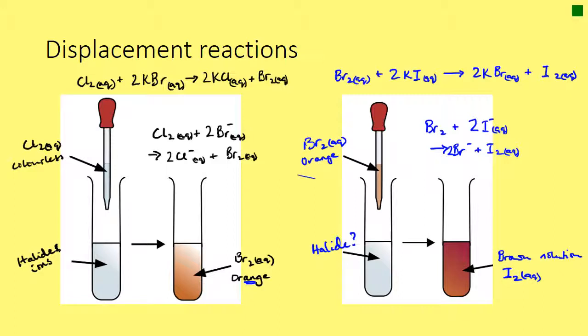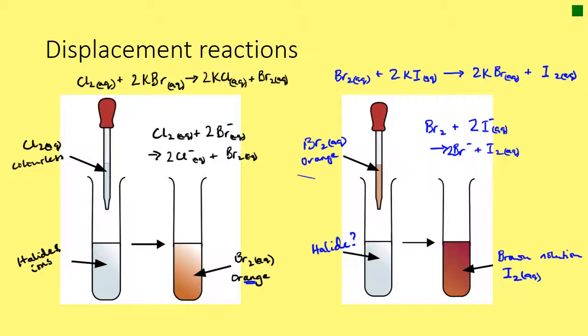So if we didn't know what halide ions were in the left-hand test tube, we would have found out because we saw that it went orange when we added chlorine to it. Okay, so let's do a very similar experiment. Let's say we didn't know what these halide ions were. It's a solution, and all halide solutions are colourless. So even though I've already told you that it's potassium iodide, if I hadn't told you that, you wouldn't know, because it's the same colour as the potassium bromide was in the first place.